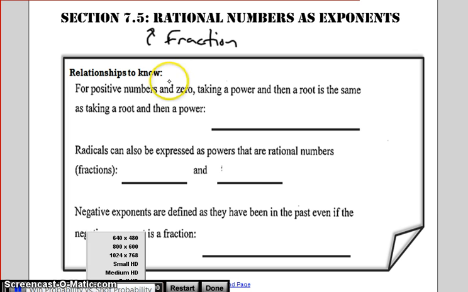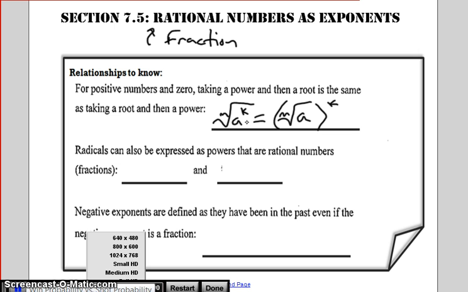Relationships that we're going to need to know in order to be successful in this unit is to remember that for positive numbers and zero, basically not negative numbers, if you take a power and then a root, it's the same as taking a root and then a power. So we could take the mth root of a to the k, or we can take the k, put it on the outside, and do the mth root of a first. Whichever way we want to do it is up to us, and we'll practice a few problems in just a moment.